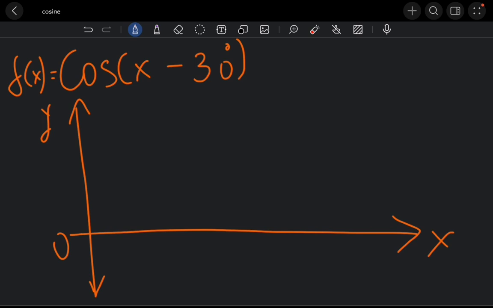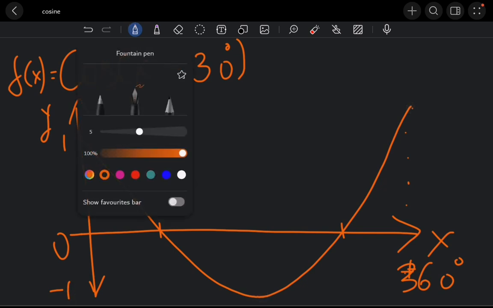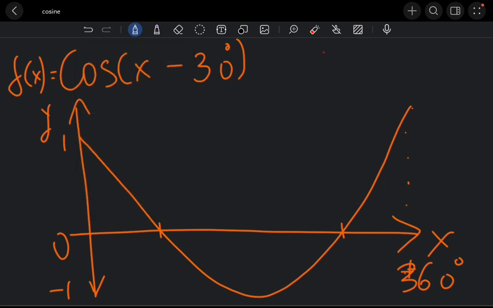Okay, so obviously this is the positive side, this is also the positive side. Okay, so our cosine function will look like this, and then given that here it's 360. And then this is 1, this is -1, which is the lowest point, then this is also 1. Okay, so now we are asked to shift it to the right by 30 degrees.